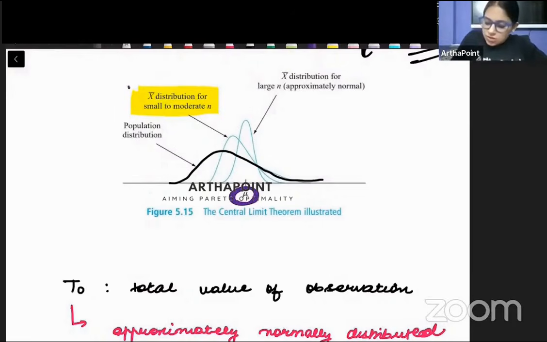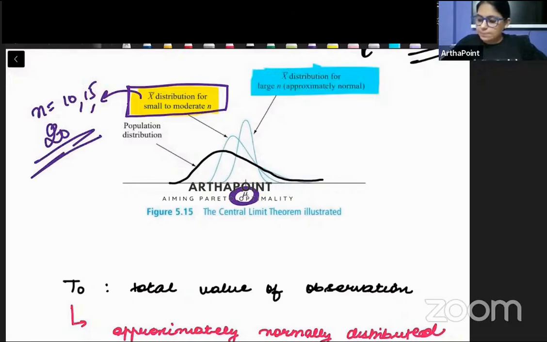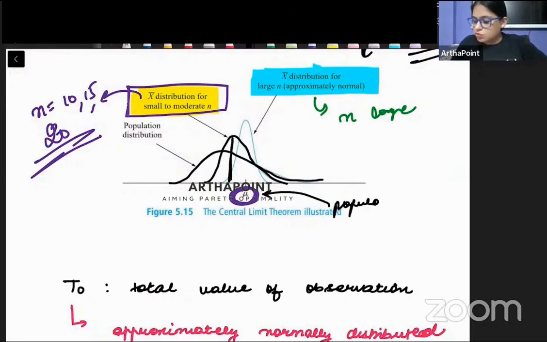ठीक है? This is for a smaller to moderate n, small values of n, maybe n का value 10, 15, 20 रहा होगा. And this is for larger values of n. यहाँ पे n is large. Now you need to notice that as the size of the sample is increasing, देखो यहाँ पे the size of the sample is small. तो जब sample size small है, we realize कि हमारा sample के mean से deviation है, population mean से deviation है. This is my population mean, which is mu.